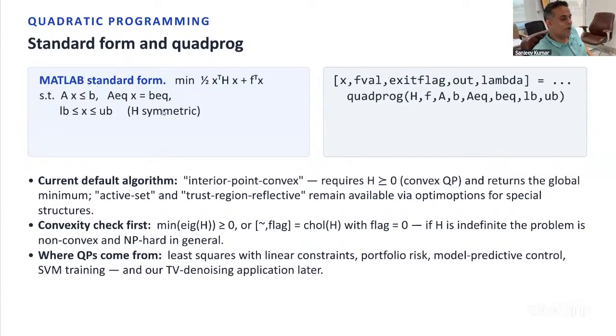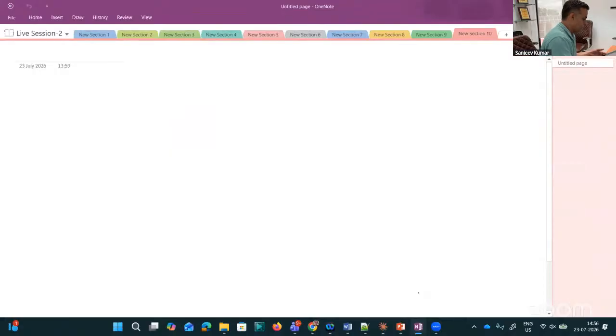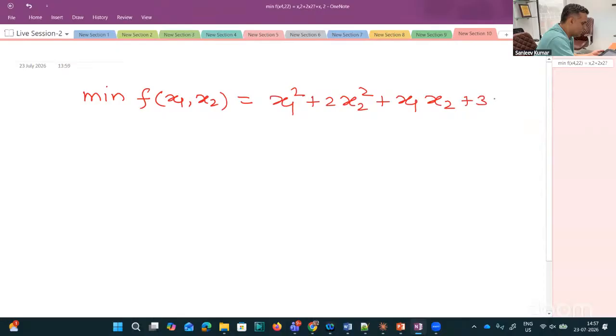Okay. And here this H matrix will be a symmetric matrix. Means all of you know how to write a quadratic form. So for example, if I am having a problem like minimize f of x1, x2, which is equal to, let us say, x1 square plus 2x2 square plus x1 x2 plus 3x1 plus 2x2.